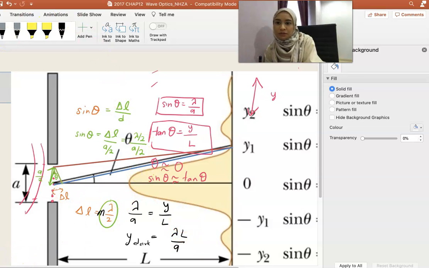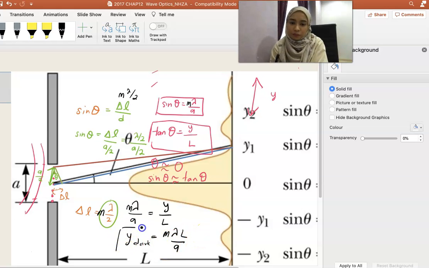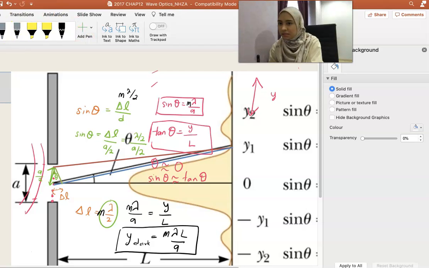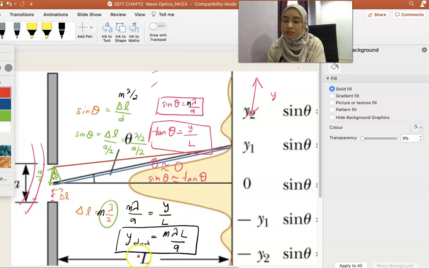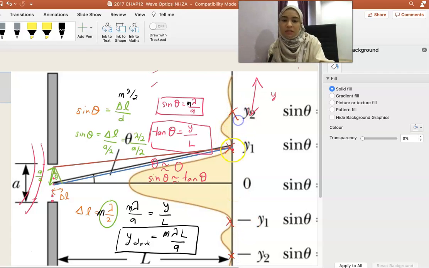Now with this information, I'm going to revise my derivation. So delta L can actually be m lambda over 2, right? M lambda over 2. Okay, so this guy becomes m lambda, right? And this guy becomes m lambda L over A. It's m lambda over A, y over L, m lambda L over A. Have we seen this equation before? Yes and no. So this guy describes the fringes for a dark fringe. Gives you the position of a dark fringe. Gives you this position, this position, this position. It looks like Young's double slit for a bright fringe.